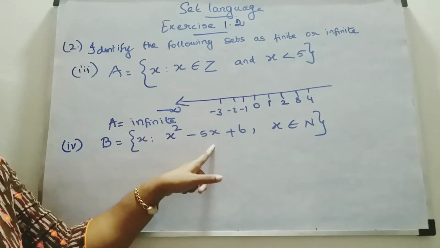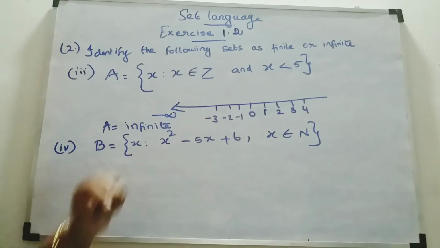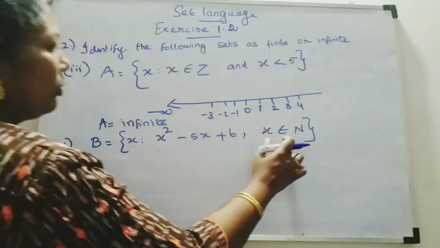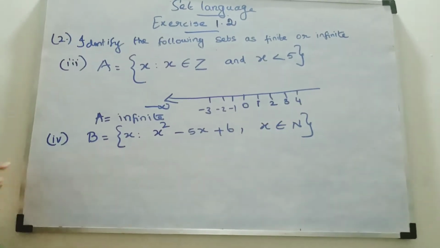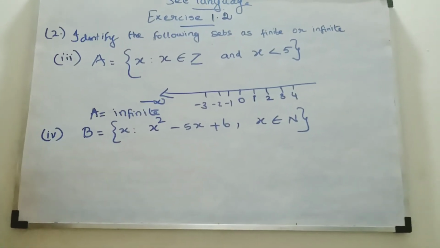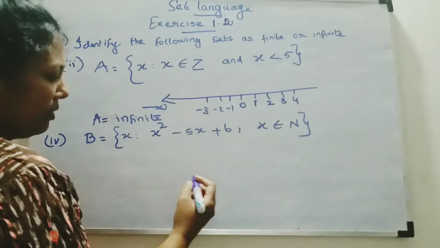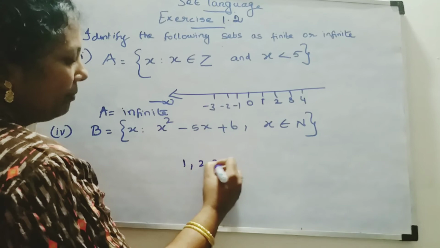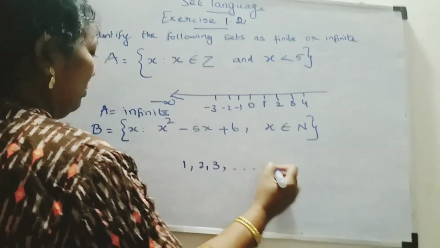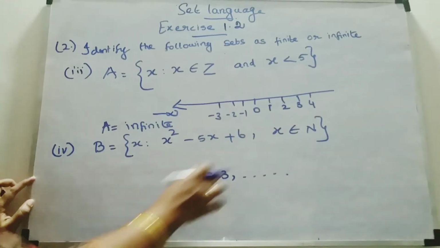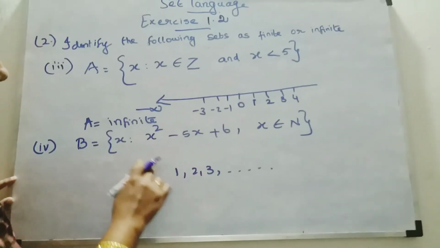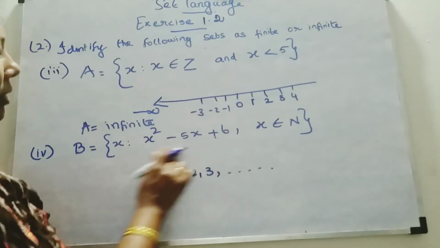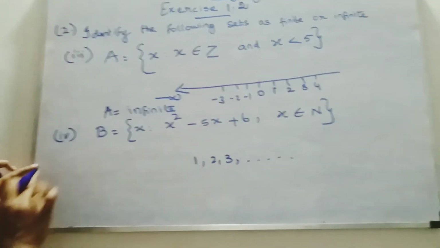The next problem is B is equal to the set of X elements such that X square minus 5X plus 6, where X is an element of N. N represents the natural numbers. Natural numbers begin from 1, 2, 3 and go on. So X is an element of natural numbers, and an expression is given. You need to solve this expression.